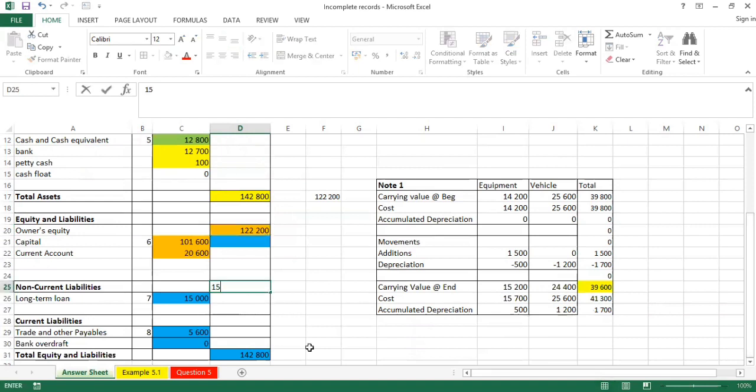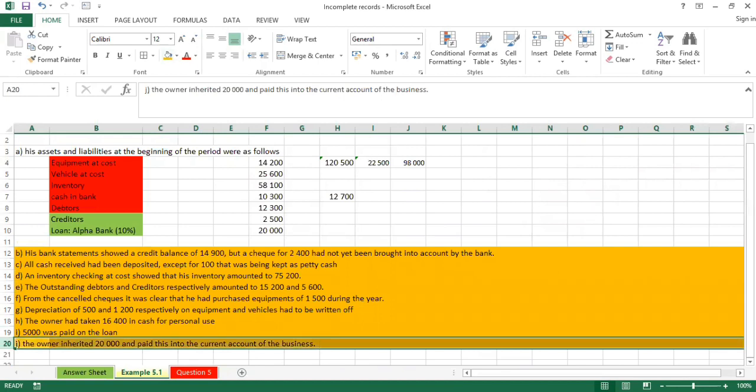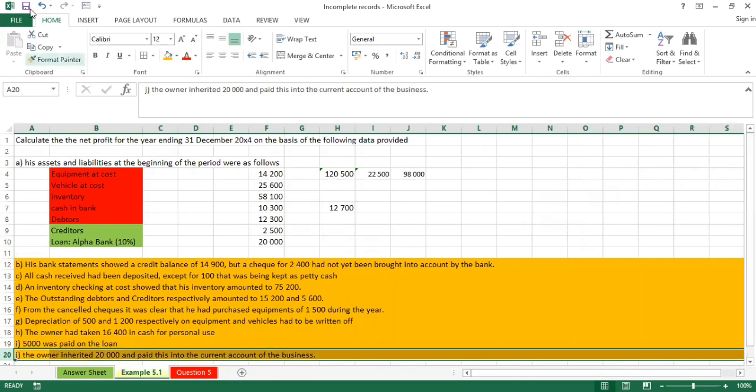So we know that we're supposed to say 15,000. And then our current liabilities is 5,600. In order to get our total equity and liability, we have to say this 122,200 plus the 15,000 for non-current liability, and then we also add our current liability to get this amount here at the end, our total equity and liability. So when you add all those amounts, you're supposed to get this total. So I think I've dealt with everything concerning this example. That's how you do the example in your textbook.